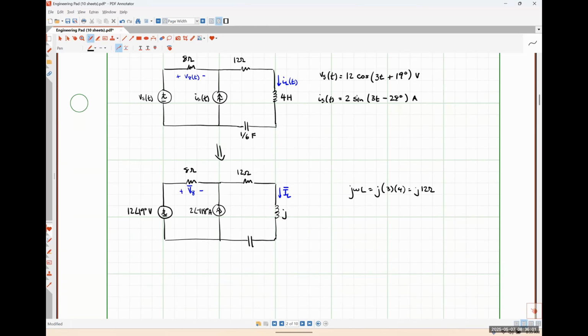So j12 ohms. And my 1/6 of a farad capacitor is going to look like 1 over j omega C. So that's the same thing as negative j over 3 times 1/6. So 3 times 1/6 is 3/6 or 1/2. So I believe if my mental math is correct, this looks like a negative j2 ohms.